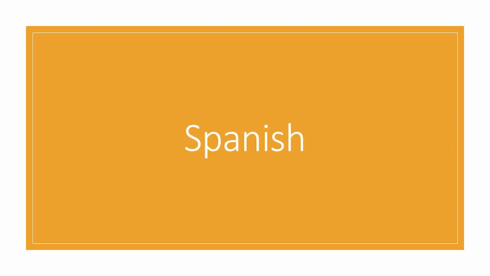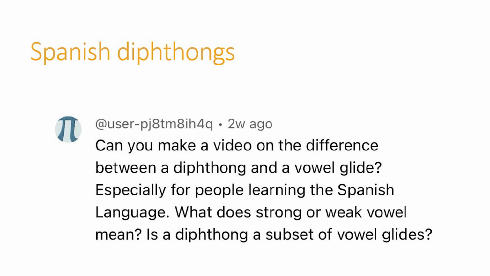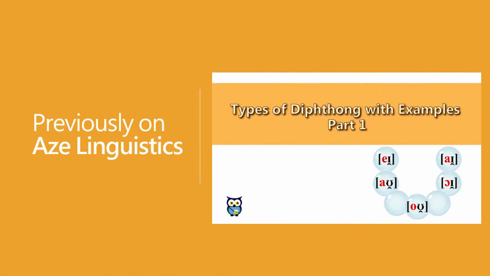It's time to start talking about Spanish. I'm trying to get more interactive in my channel. I had a post a while ago by someone who said, can you make a video on the difference between a diphthong and a vowel glide, especially for people learning the Spanish language? What does a strong or weak vowel mean? Is a diphthong a subset of vowel glides? I think by now I've answered most of the comment.